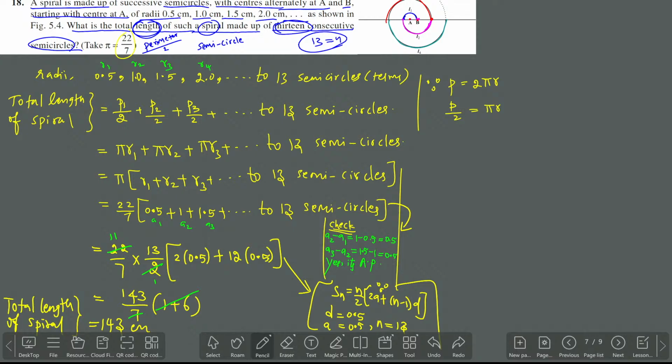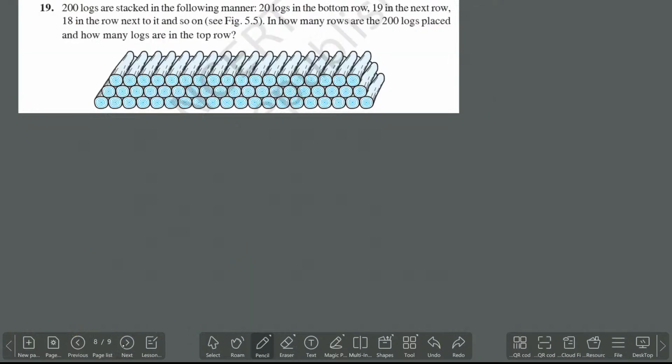Can I go to the next? Is that visible clearly, children? Okay. 200 logs are stacked in the following manner. Stacked in the sense of arranging something. How many logs do we have? 200. Then Sn equal to 200 logs. Total number of logs we have is 200.